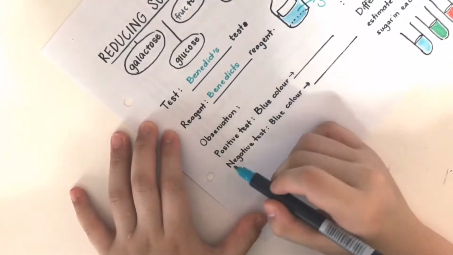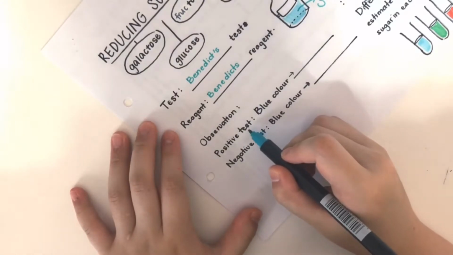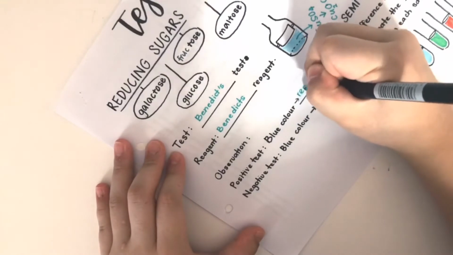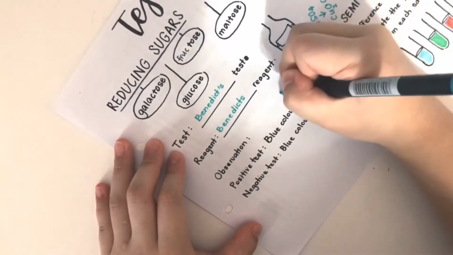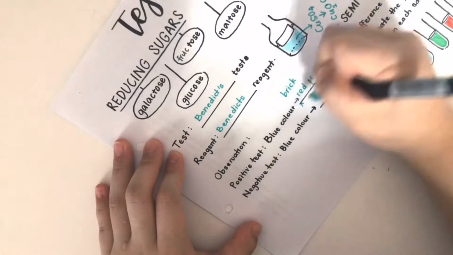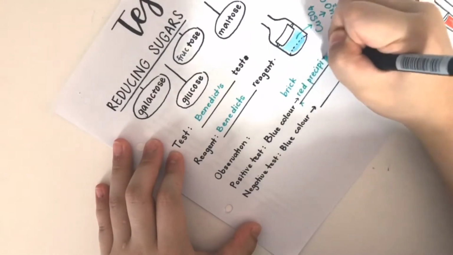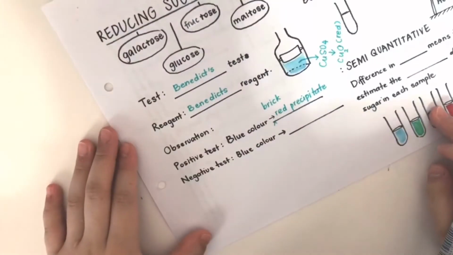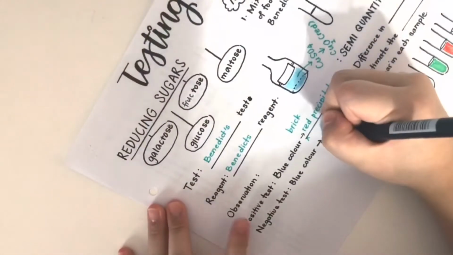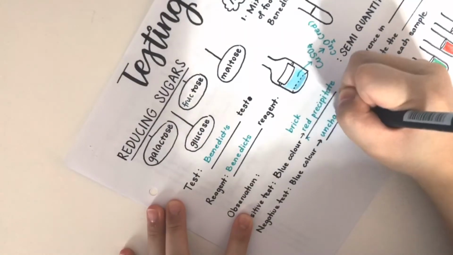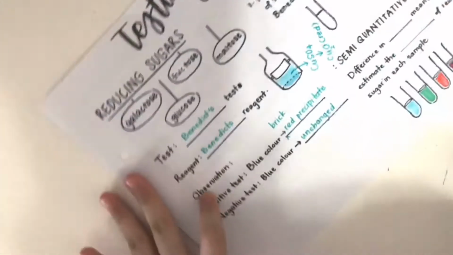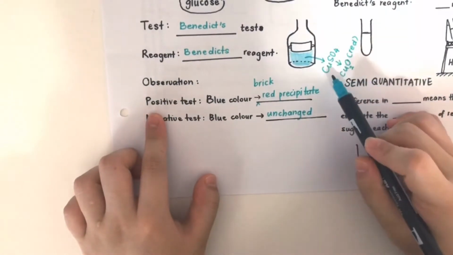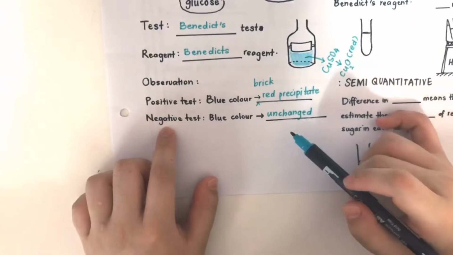So if we have a positive Benedicts test, the blue color of the solution will change into a red precipitate, or more specifically, a brick red precipitate. However, if we have a negative test, the blue color will remain unchanged. This is because in the positive test, the copper 2 ion is reduced, but in the negative test, it isn't reduced.